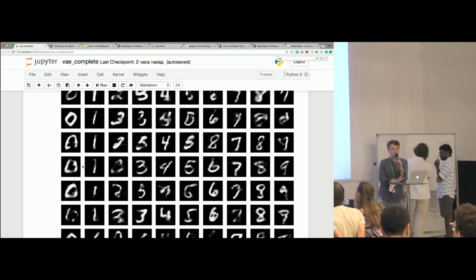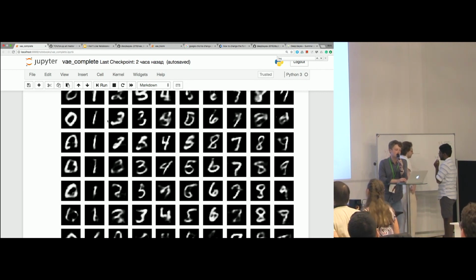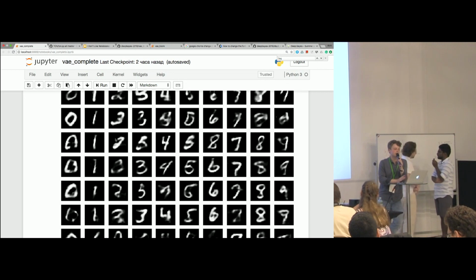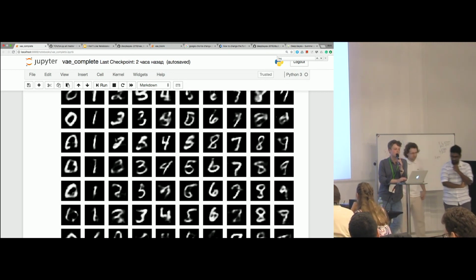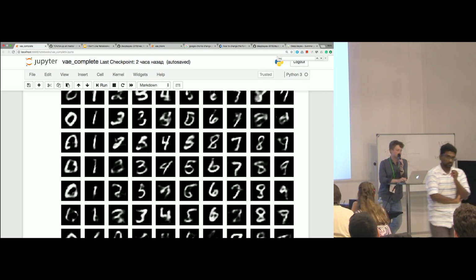And as a result, you will get something like this. These pictures are not perfect. However, they are very distinctive. These are zeros. These are ones. 2s and 3s are sort of mixed. However, you can see that something works.